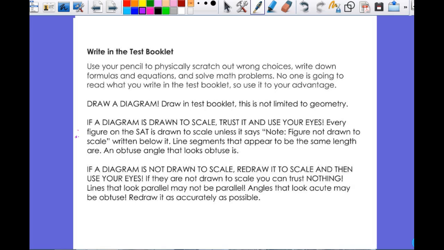If it's not to scale, you could redraw it to scale to help you if you know what it should look like. But either way, know that if it says that, you can't trust anything: lines that look parallel may not be, and angles that look acute may be obtuse. It may look totally wrong, like I drew it. It's not necessarily done that way to confuse you, but just make sure you're paying attention to that. It doesn't have to tell you it's drawn to scale. If it doesn't say it's not, then it is. You don't want to answer the question purely by the way it looks, but it should help you in the process, hopefully.